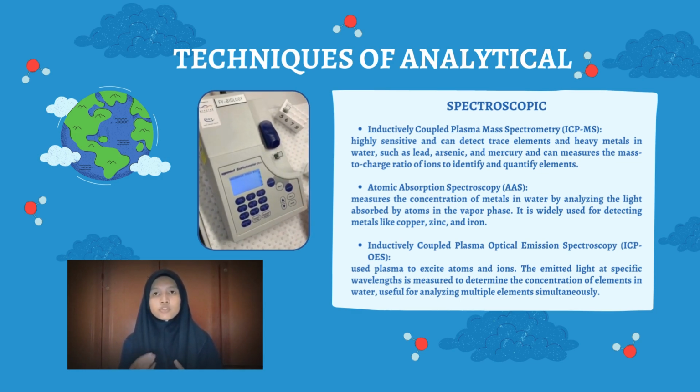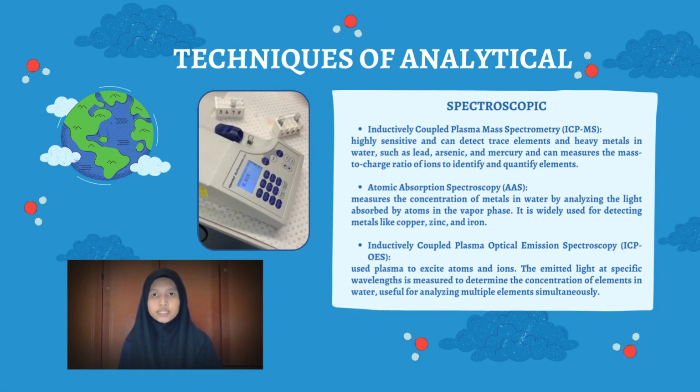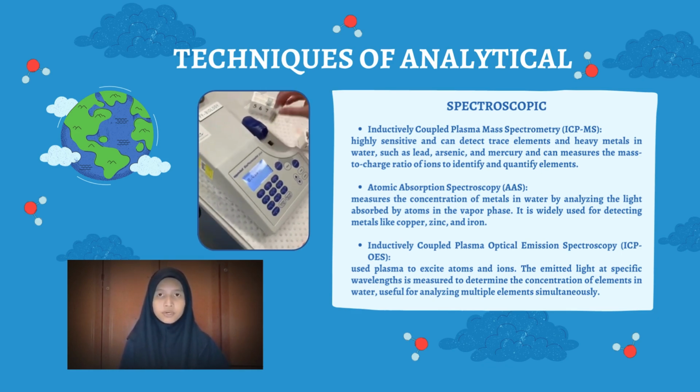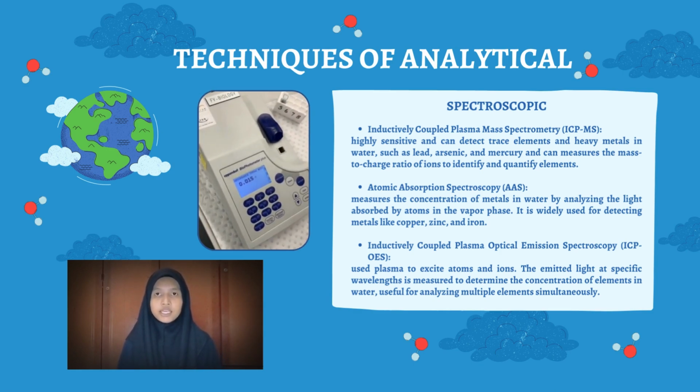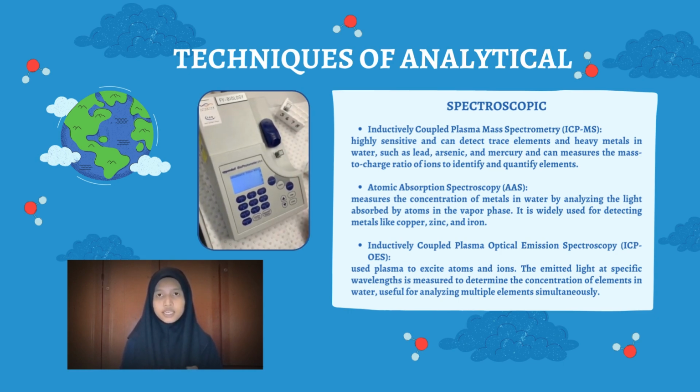Besides, atomic absorption spectroscopy can measure the concentration of metal in water by analyzing the light absorbed by atoms in the vapor phase. It is widely used for detecting metals like copper, zinc, and iron.